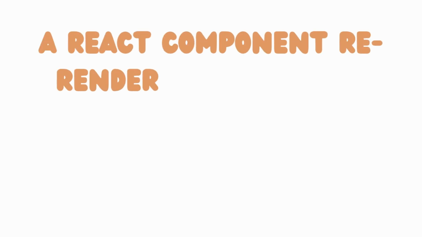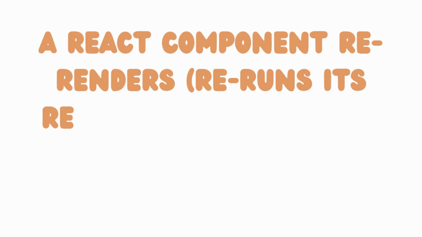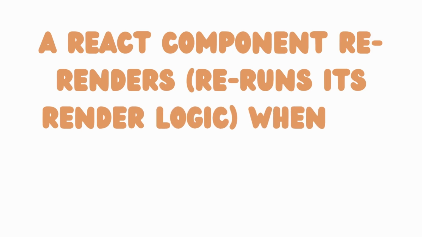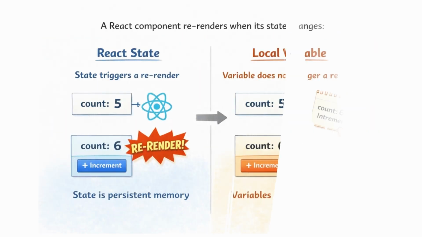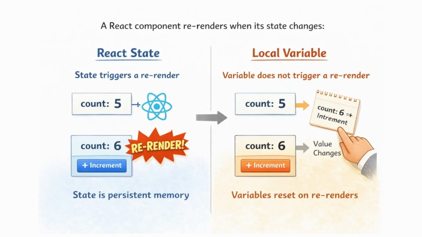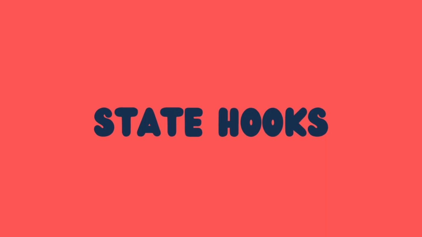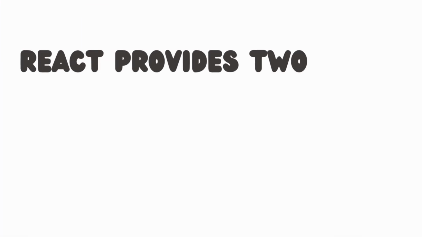So what is the difference between these two? A React component re-renders when its state changes. Re-renders means it reruns its render logic. This is the fundamental difference from a regular variable. Changing state tells React to update the UI, whereas changing a local variable does not trigger a re-render. State is persistent memory, while variables reset on re-renders. Now we know what the state is and why we need it. Let's look into state hooks.